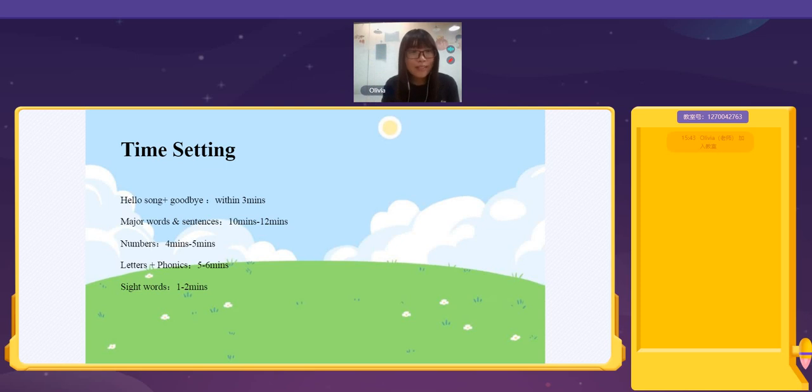And the next one is our major words and sentences. The time should be between 10 minutes and 12 minutes. And then it's numbers.